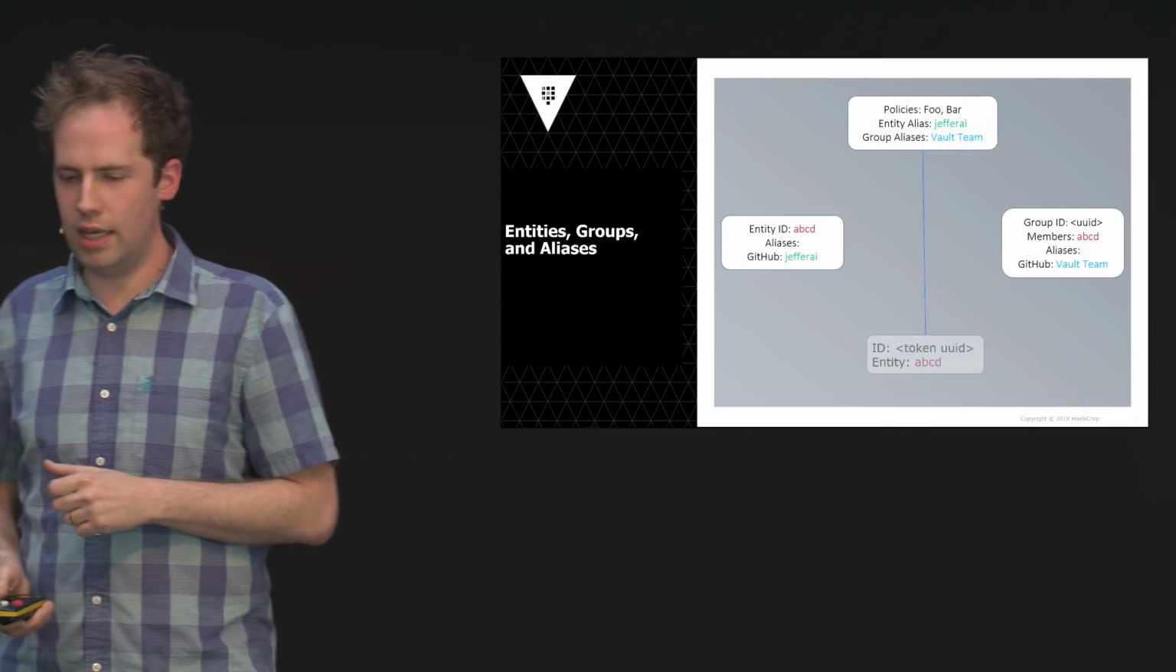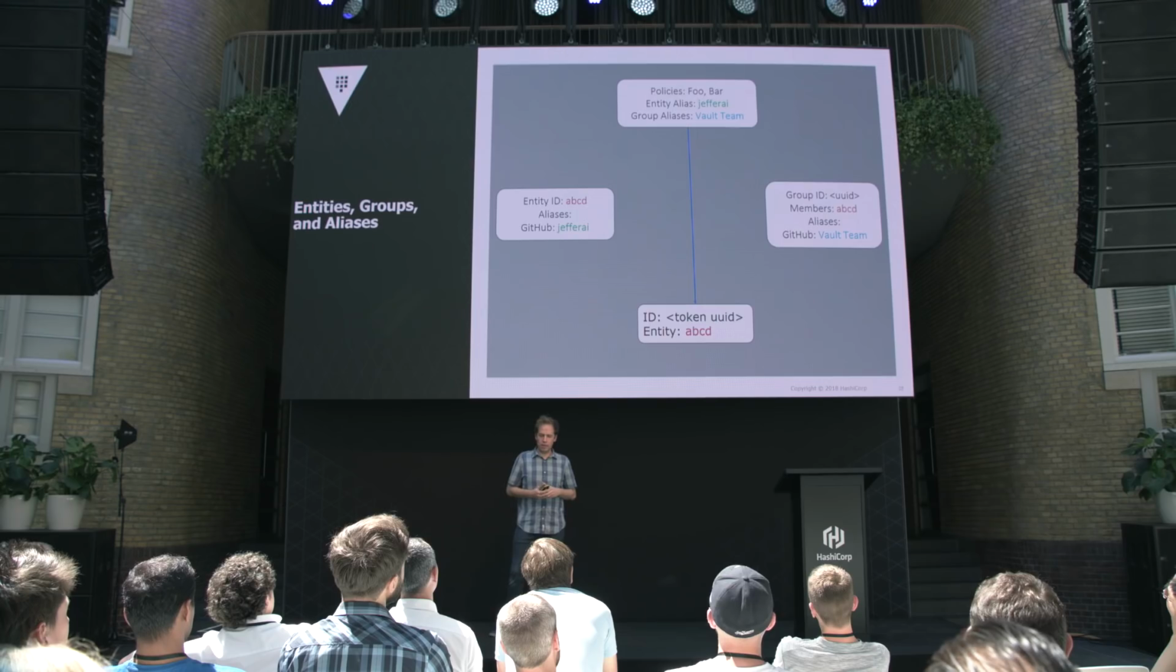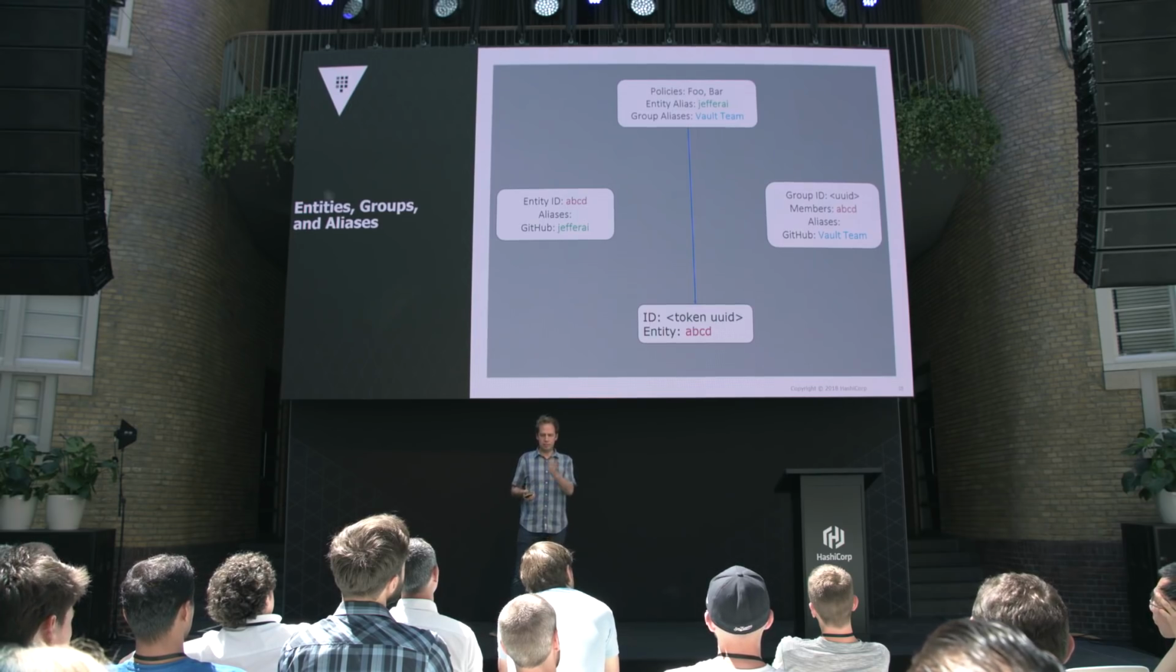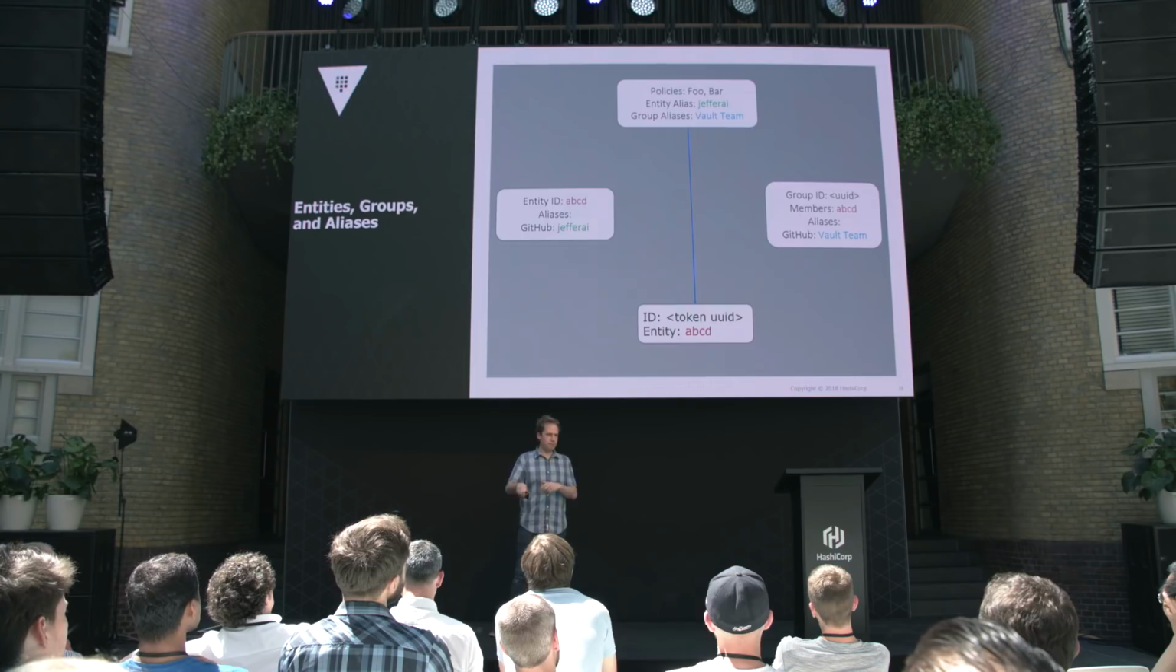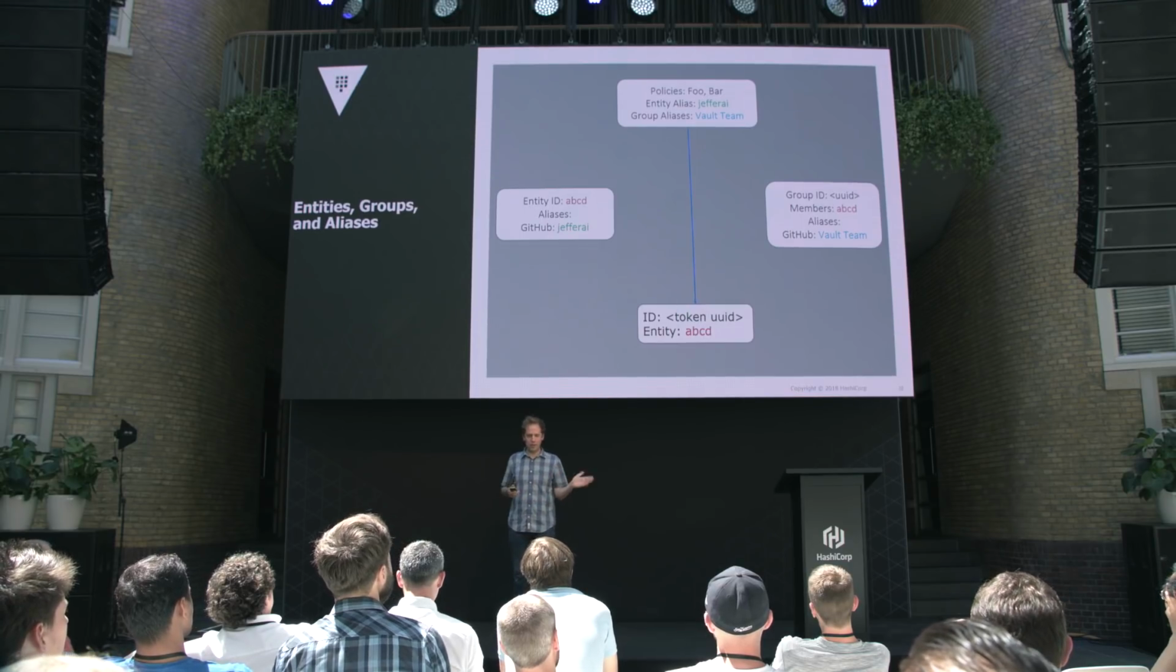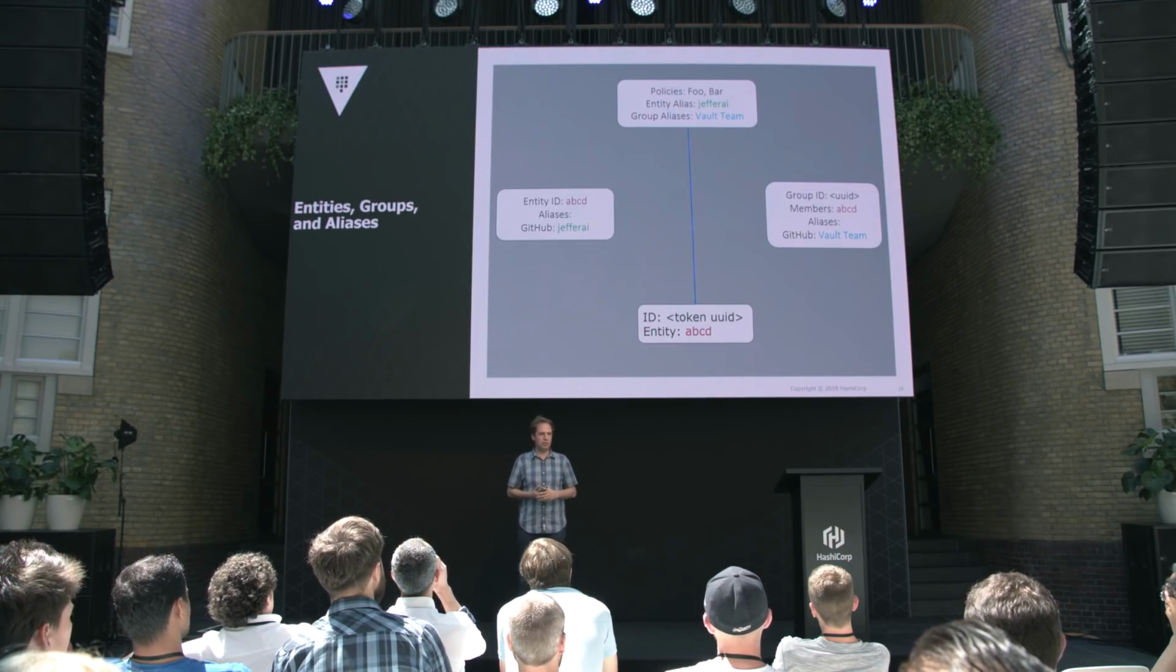And the final thing is that we finally get our token. Along with the token UID and any policies that might have come from foo-bar, I should put that in the diagram there, you get an entity that's baked into the token.